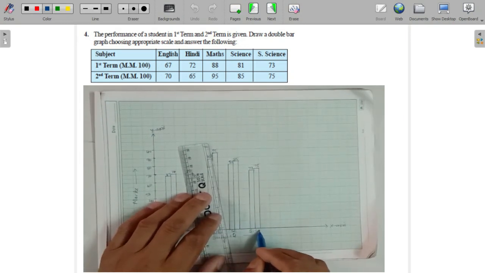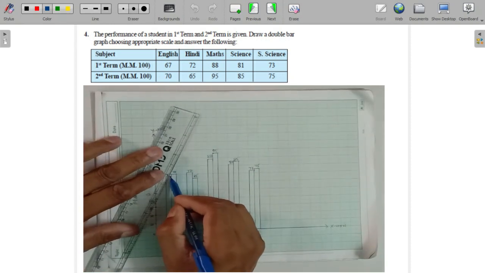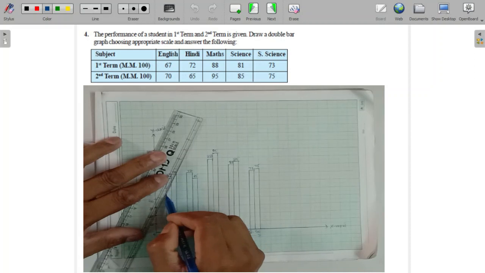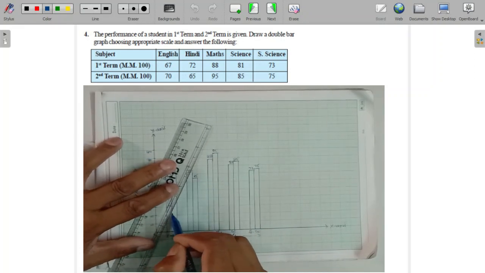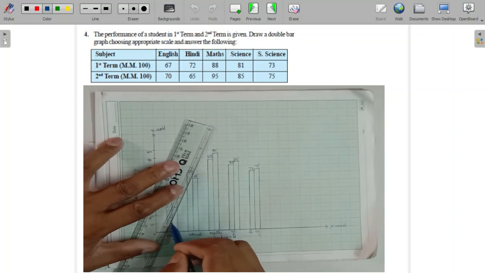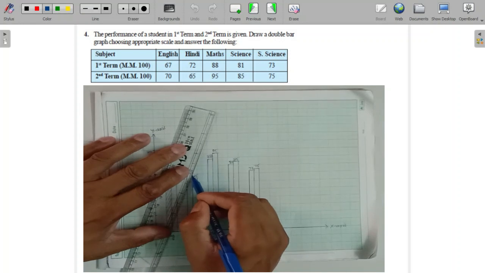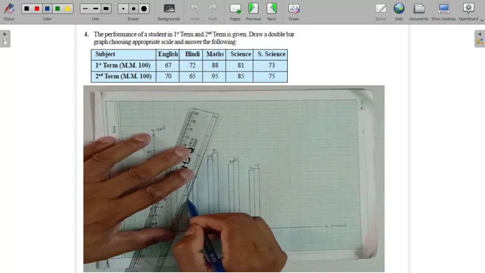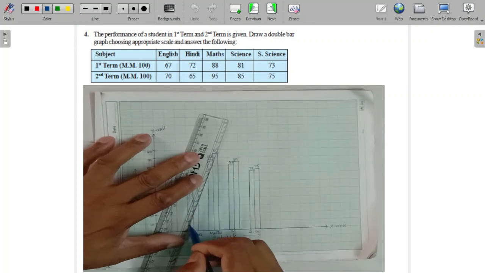For first term marks, draw first rectangle like this. And always keep it in your mind. You have to draw this graph with the help of pencil and scale. Don't use pen. Set this first rectangle. This represents marks of first term.